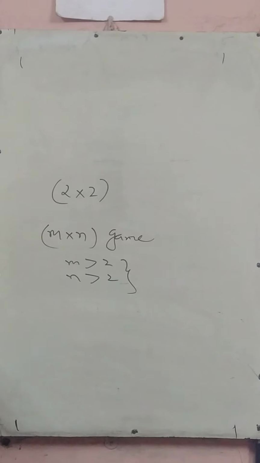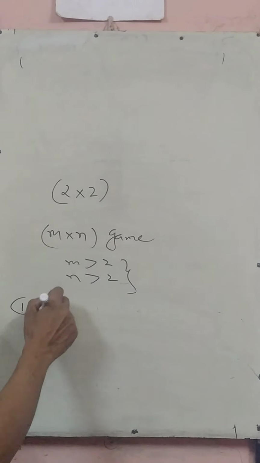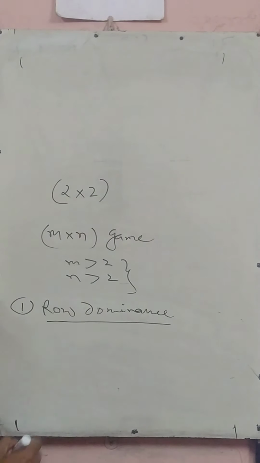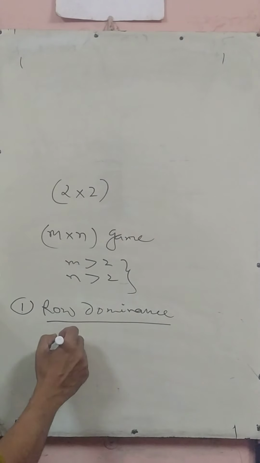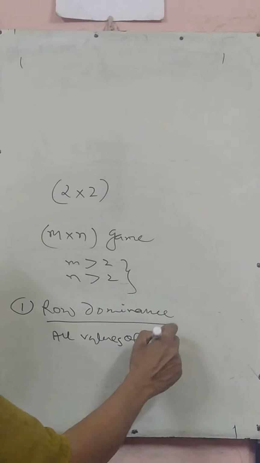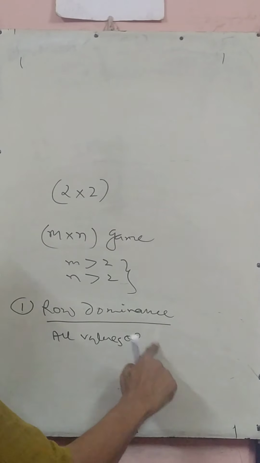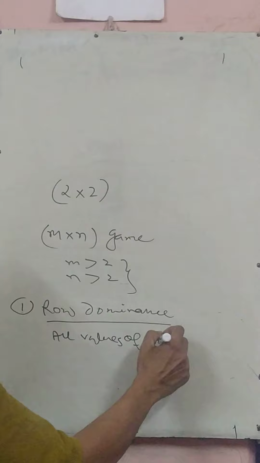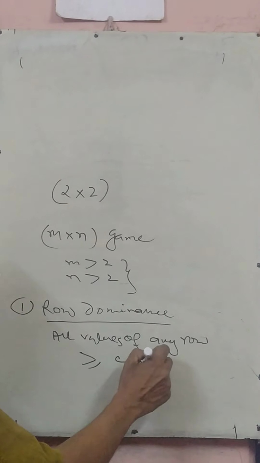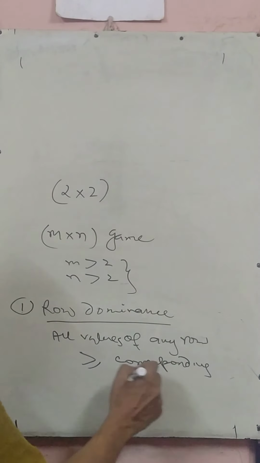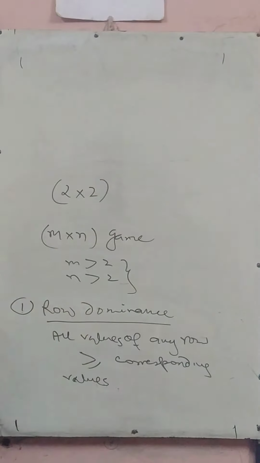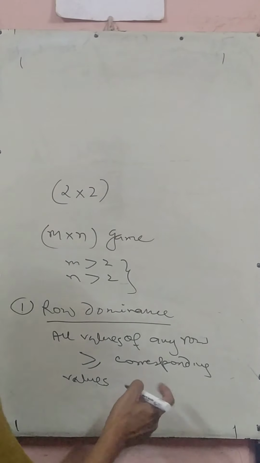So along the row we will apply the row dominance principle this way: if all values of any row are greater than or equal to the corresponding values of any other row, it may be greater than, it may be equal, then this row which has the bigger values will dominate the latter row.